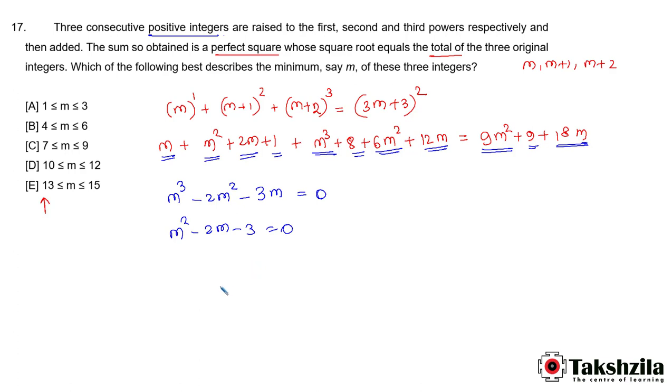If you solve this quadratic equation, you will get m is equal to 3 or m is equal to minus 1. M is a positive integer, so m is equal to 3 is the correct answer over here. So which option we are going to mark? Option number 1, option number A we are going to mark over here.